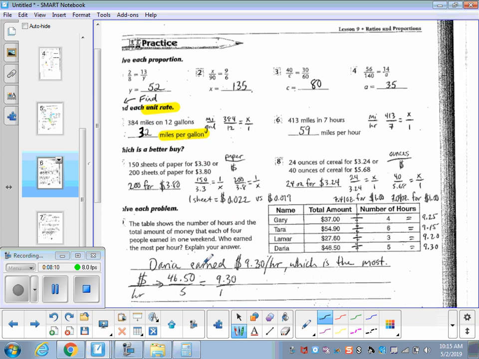Okay. All right, now for number 6, if we're trying to see 413 miles in 7 hours, we want to know how far you would get per 1 hour. That would be the unit rate. So if you can go 413 miles in 7 hours, how far could you go in 1 hour?